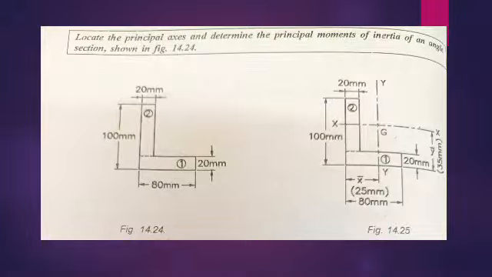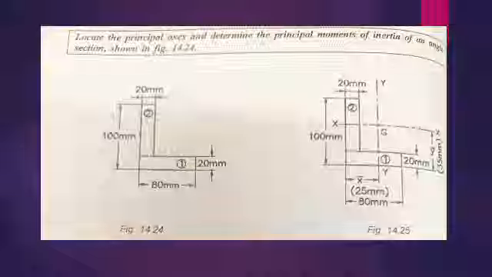Now I am going to explain one problem. Okay, the question is: locate the principal axis and determine the principal moment of inertia of an angle section shown in the figure. What is meant by angle section? If two rectangular portions are connected together in the form of an L, then that section is known as an angle section. Okay, here they asked to find out the principal moment of inertia and locate the principal axis.